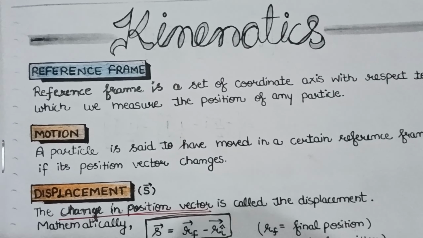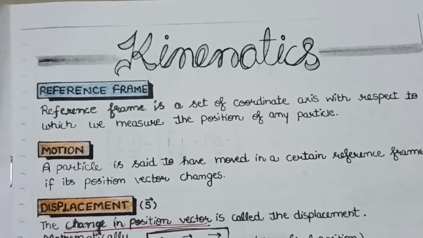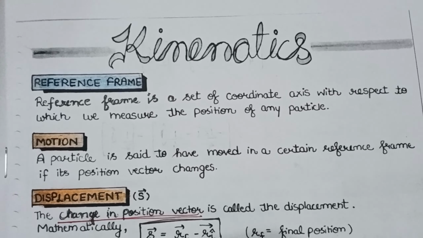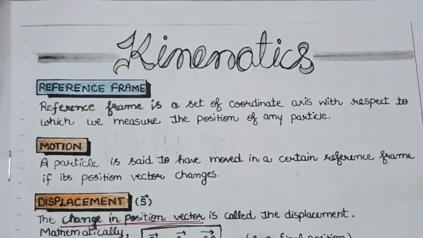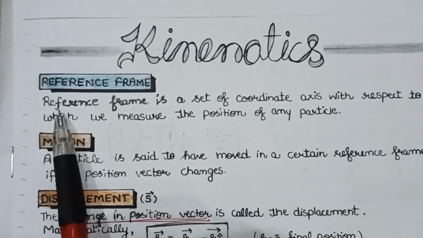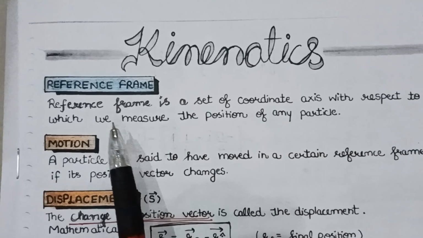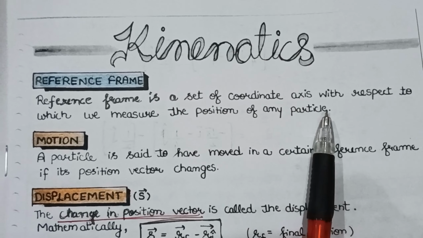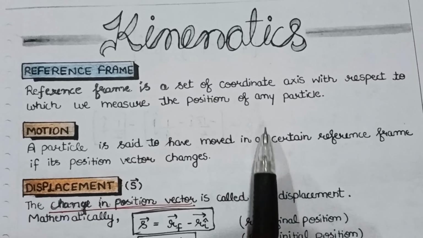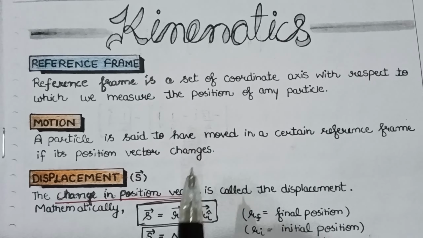Hi guys, welcome back to our channel NEET Cracker. Today we will be learning about the most important and conceptual chapter of physics, that is kinematics, or motion in one dimension. First of all, we will learn about reference frame. Reference frame is a set of coordinate axes with respect to which we measure the position of any particle. Motion: a particle is said to have moved in a certain reference frame if its position vector changes.